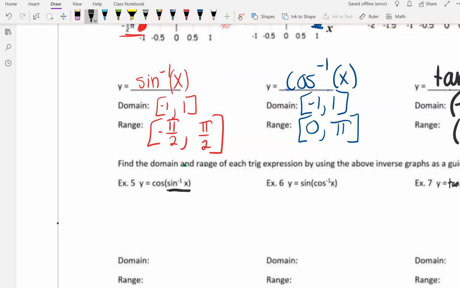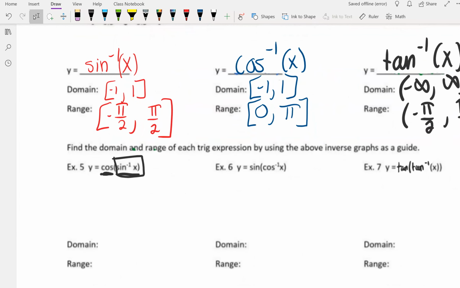And then the other part is cosine. Well, cosine, you remember from earlier this unit, is a wave that goes on forever left and forever right. So there's no limitations on cosine. So I'm just going to focus on the inverse sine, which had a domain of -1 to +1. So whichever one's more limiting, we'll go with that one.